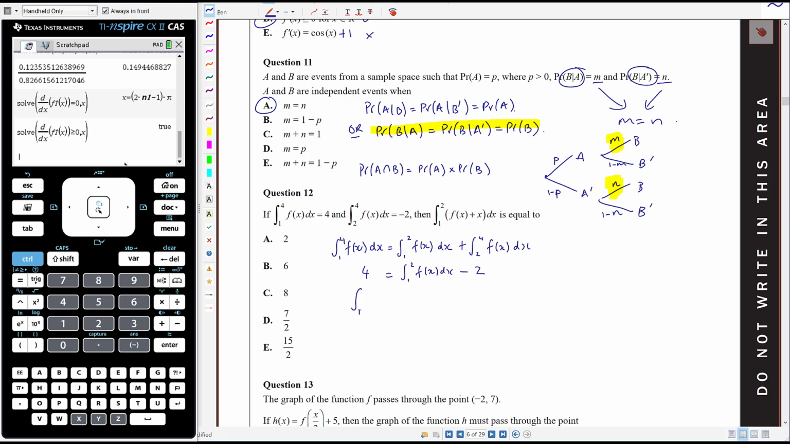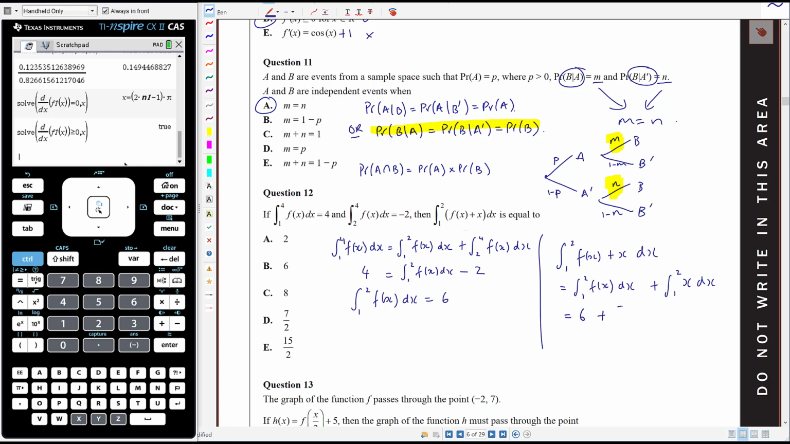And so therefore we know that the integral from 1 to 2 of f of x is 6. Okay, so we're going to need that. Then we want to actually figure out this integral. So we want the integral from 1 to 2 of f of x plus x dx. So that is the integral from 1 to 2 of f of x, which we now know is 6, plus the integral from 1 to 2 of x, which we can work out.